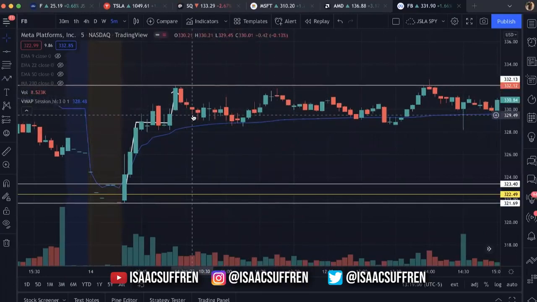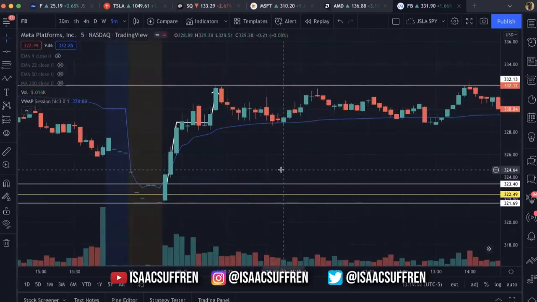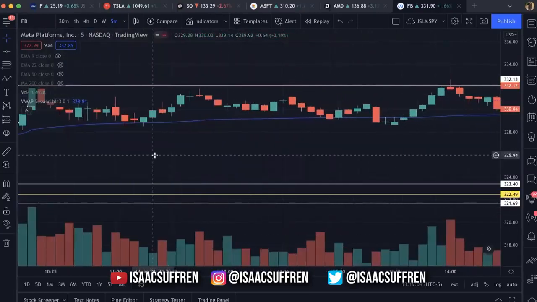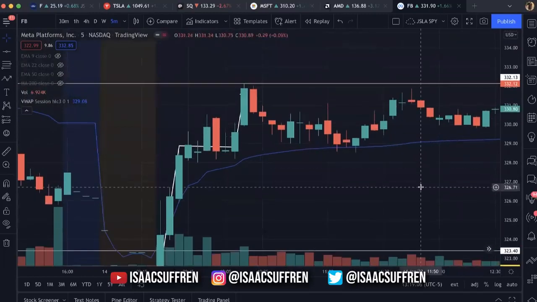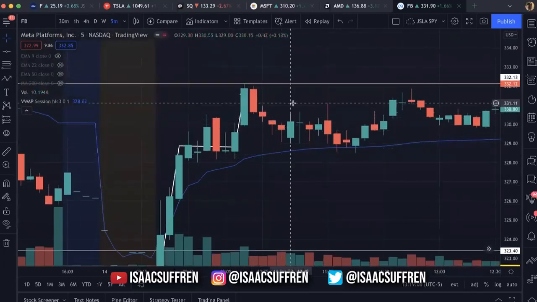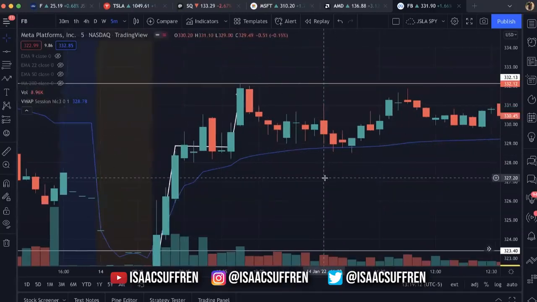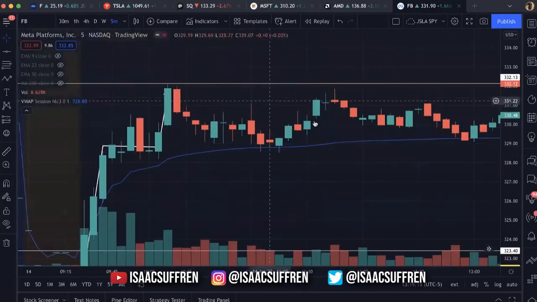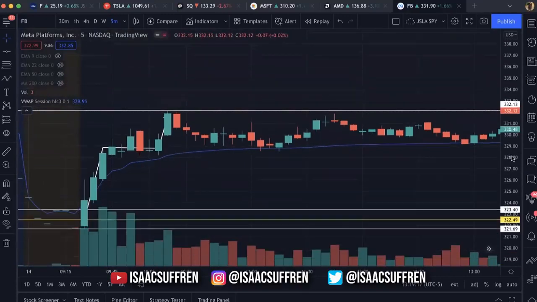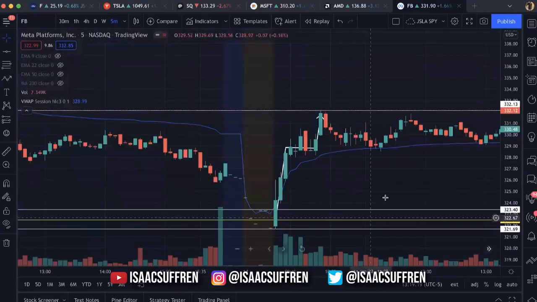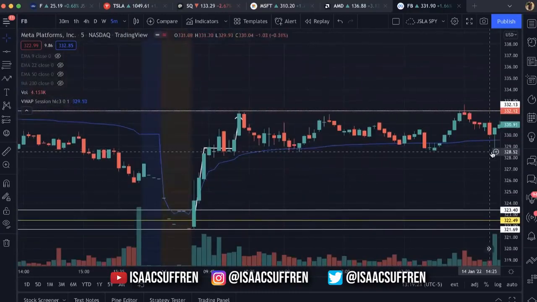But honestly, just looking at all these wicks, you see a whole bunch of buyers step in right here. Right, you see a whole bunch of buyers. Just a lot of it's really choppy right now. Really a lot of consolidation. On a day like this, it doesn't look like it was a very good day for Facebook. So in a situation like this, I wouldn't really necessarily look for calls anymore.